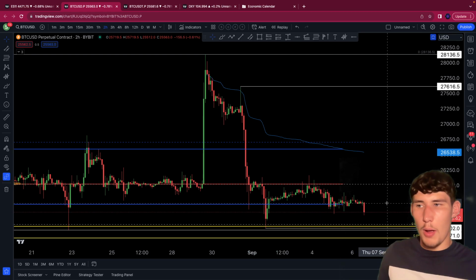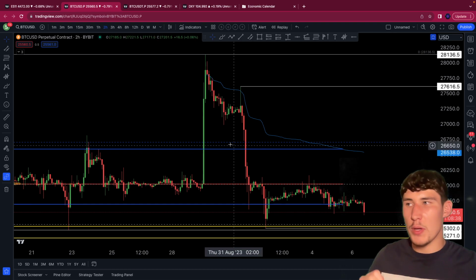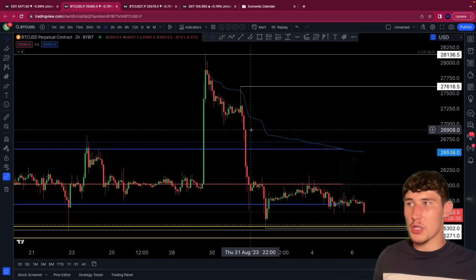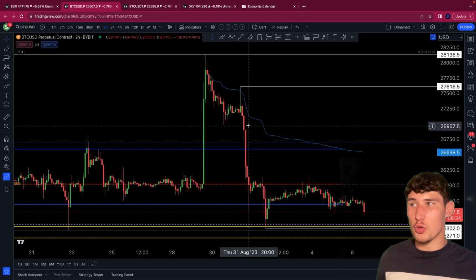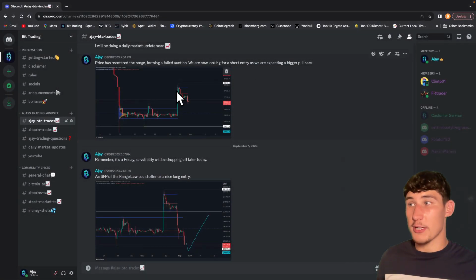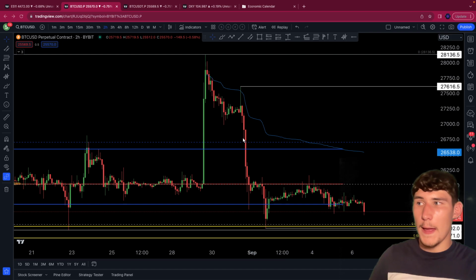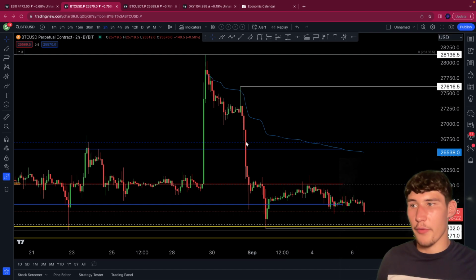But how can we profit off of this? Well, right now we just have to remain patient. We had the shorting opportunity up here. This was the shorting opportunity. I told my team we're looking for a short entry, we're expecting a bigger pullback. This was the short entry here. So right now I'm just remaining patient and calm, because this was the short entry from up here.